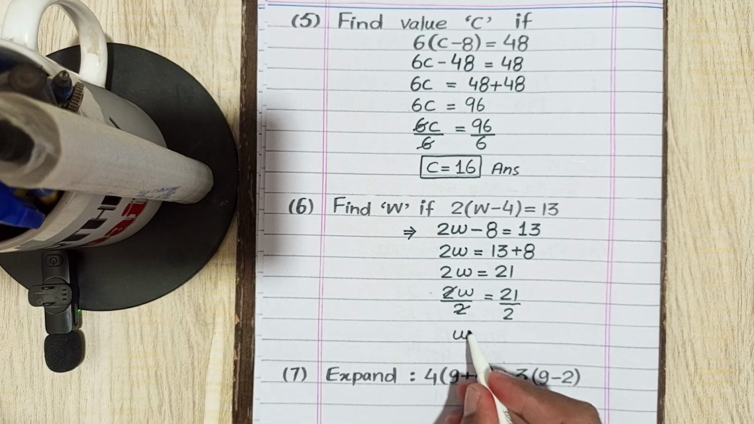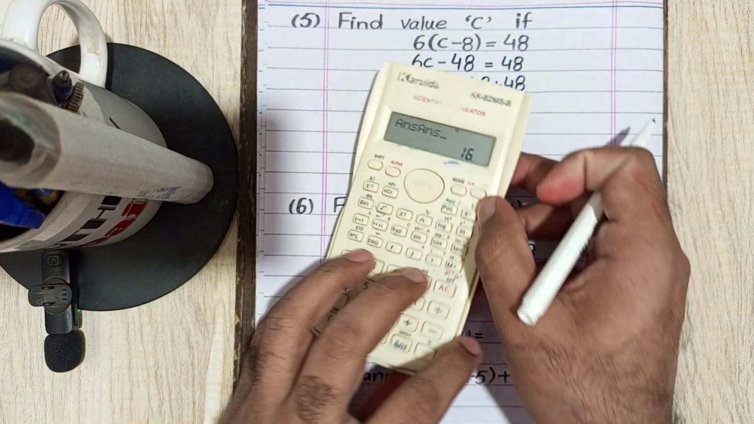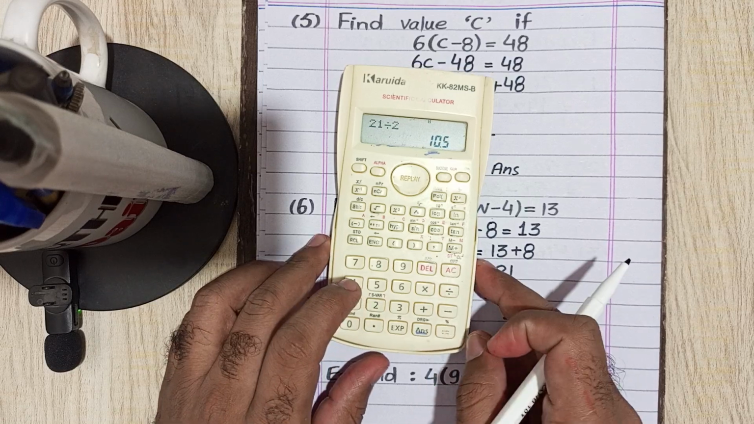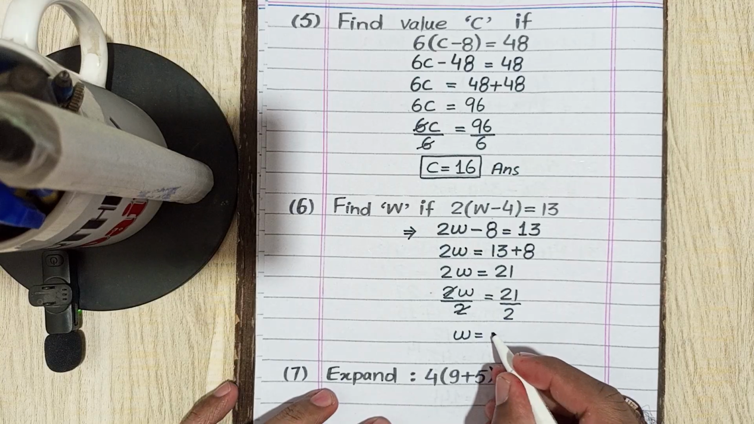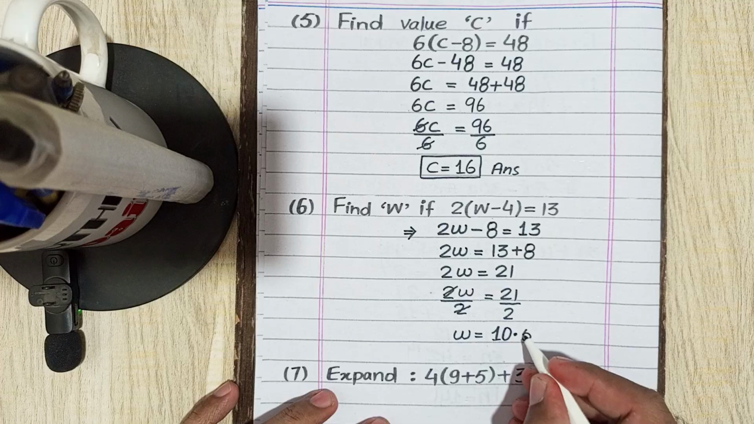So if we divide 21 by 2, then our answer is 10.5. So our value of W is equal to 10.5.